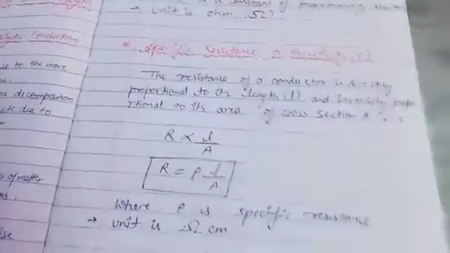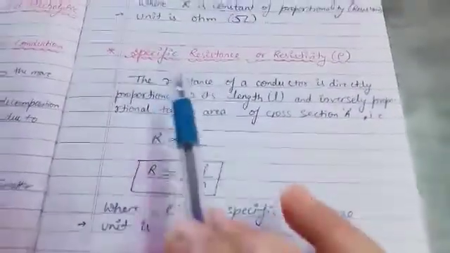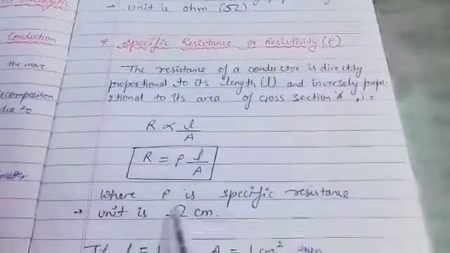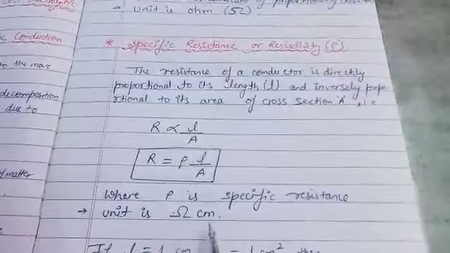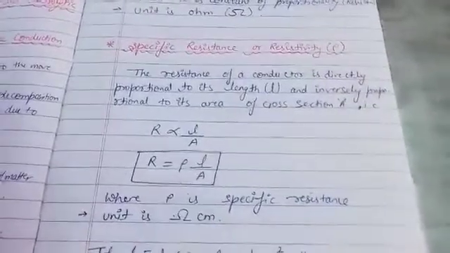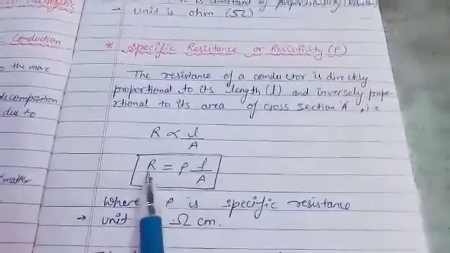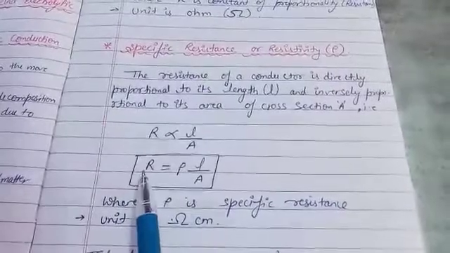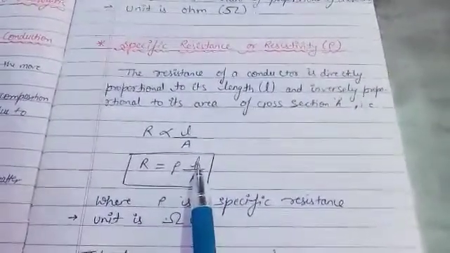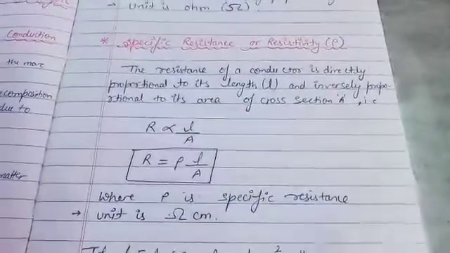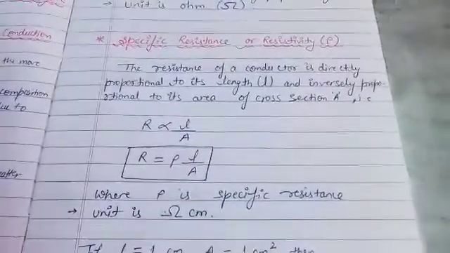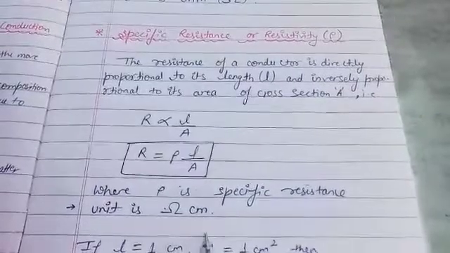Okay, now this one is the unit of rho, that is specific resistance. The unit of rho is ohm centimeter. Okay, you can also derive it. How to derive it? R is in ohm, length you know the unit is either meter or centimeter, and A is centimeter square. So accordingly you can find out their unit also. This one is ohm centimeter.